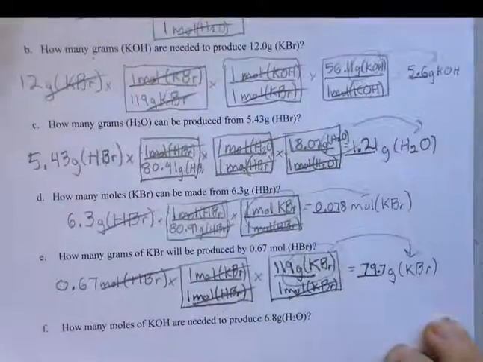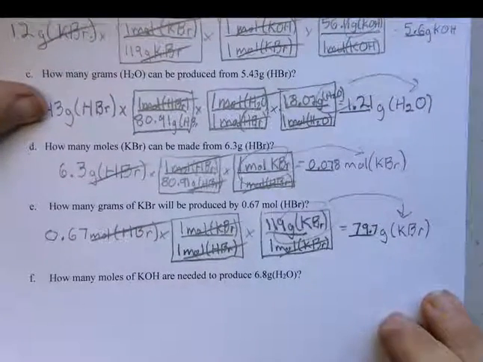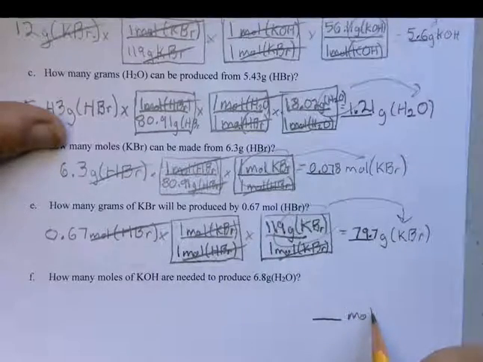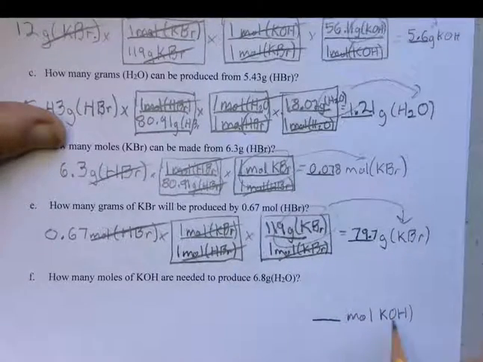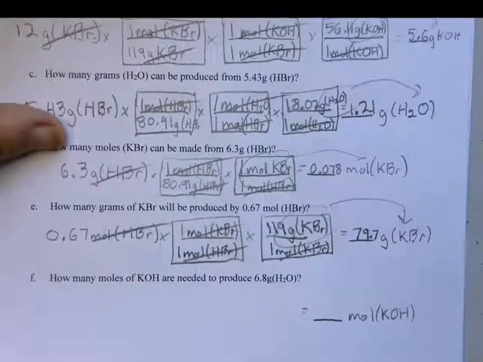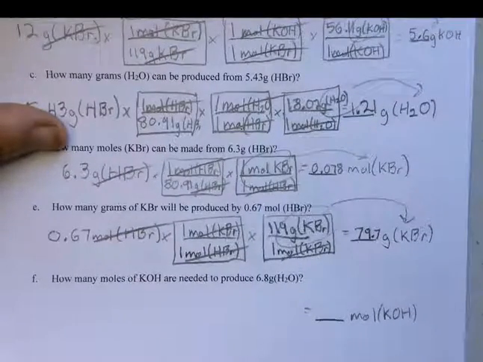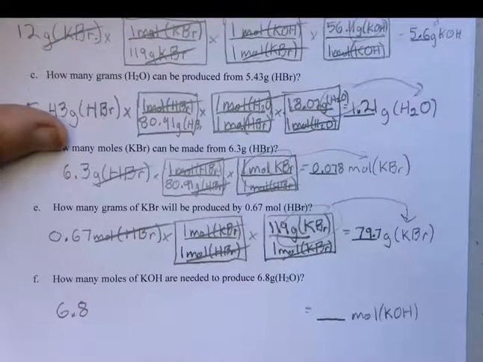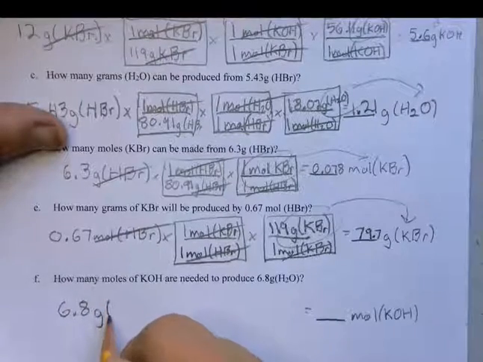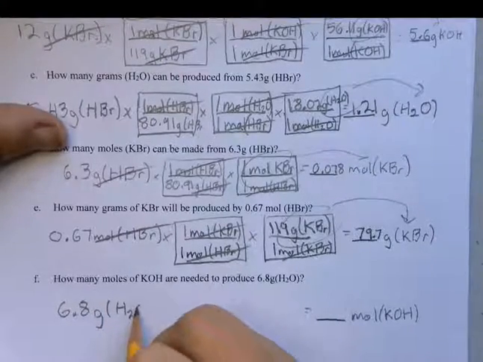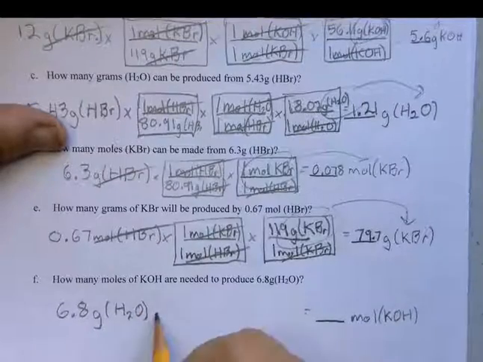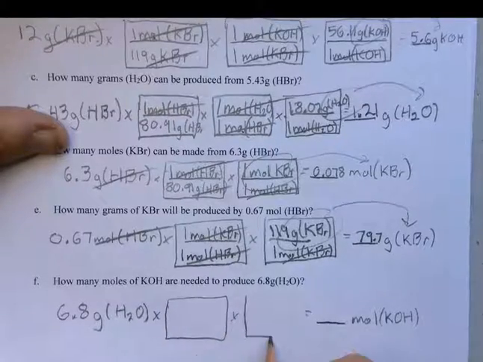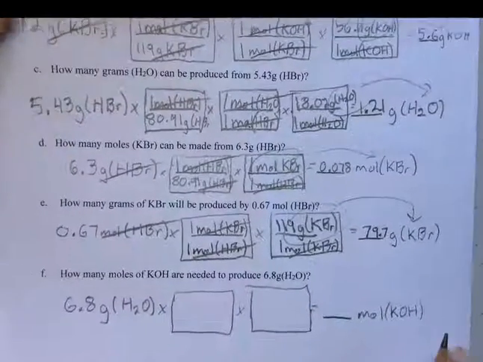Okay, so this one. How many moles of KOH? So that's what we want to find out at the end. So it's moles KOH, and it's starting off with 6.8 grams. So by now you recognize moles to grams or grams to moles as two conversions of water. So that means I'm going to need 2 boxes. Go up top anyway in case you didn't see that.